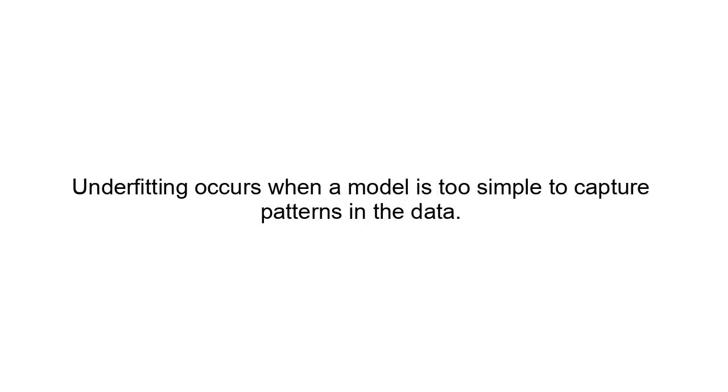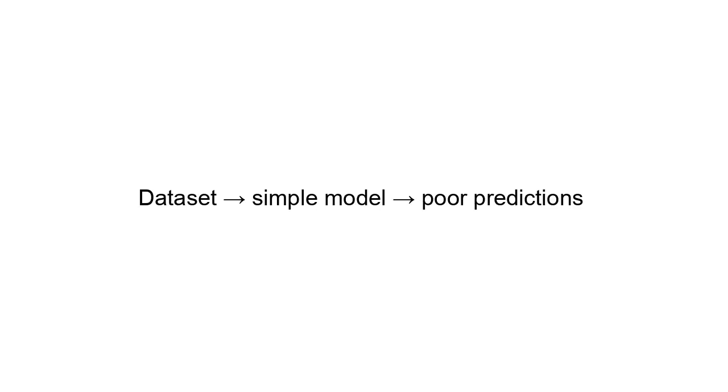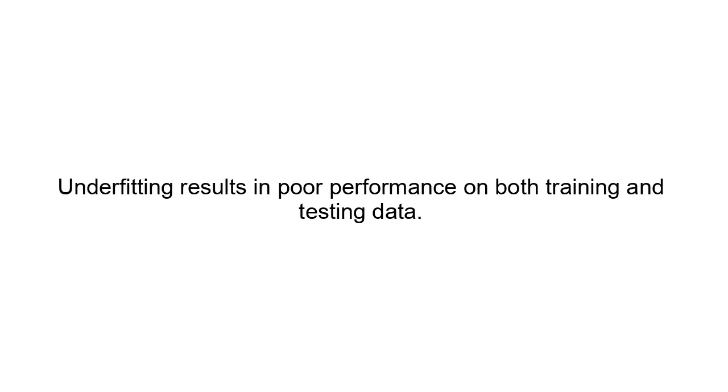What is underfitting? Underfitting occurs when a model is too simple to capture patterns in the data. In simple words, underfitting equals the model fails to learn the underlying pattern. Example concept: dataset means simple model means poor predictions. Underfitting results in poor performance on both training and testing data.